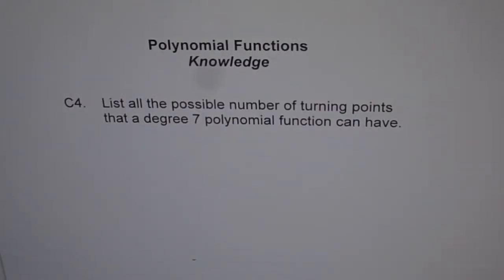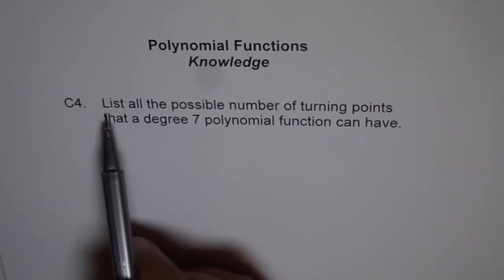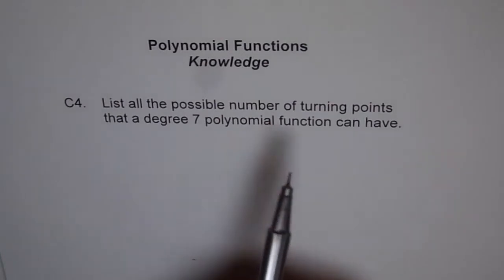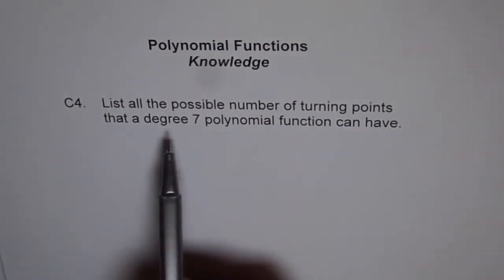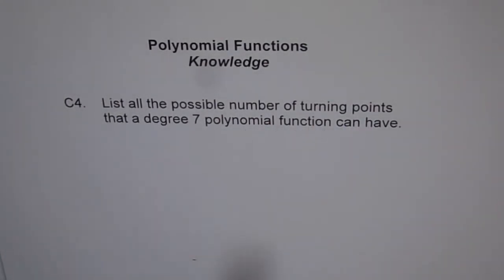Communication question 4 on polynomial functions. List all the possible number of turning points that a degree 7 polynomial function can have. Okay. Now it's a knowledge-based plus communication question, so you need to describe how you get your result. Most of you know the result, but the idea is to explain how.